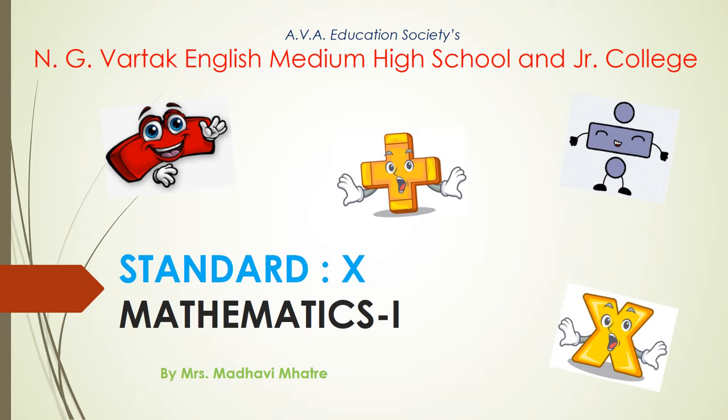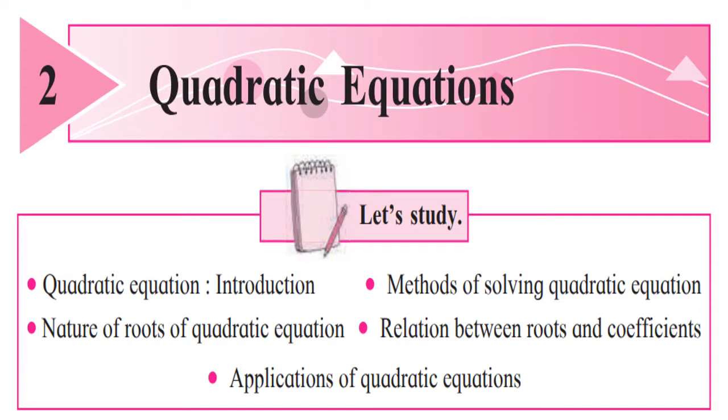We are studying chapter number 2, that is quadratic equations. In this, we have seen the general form of quadratic equations, that is ax square plus bx plus c is equal to 0. And afterwards, we have learned the concept of roots of quadratic equation. The values of the variable that satisfy the given quadratic equation are called the roots of the quadratic equation or the solution of quadratic equation.